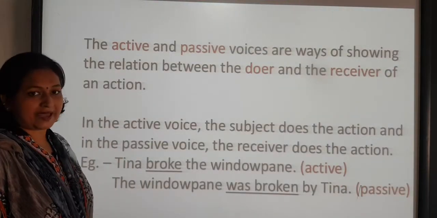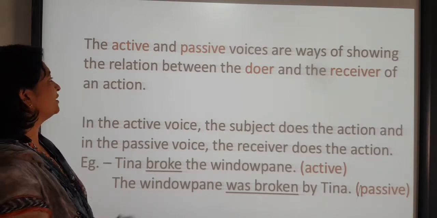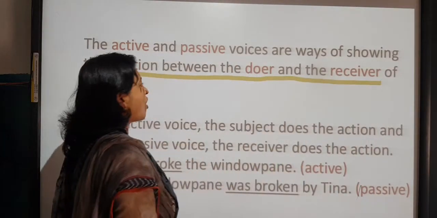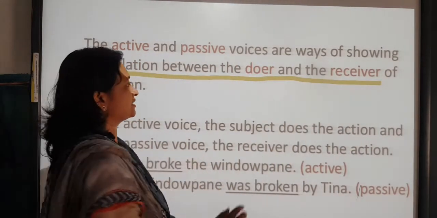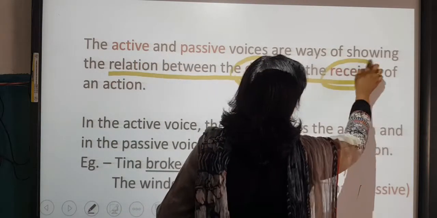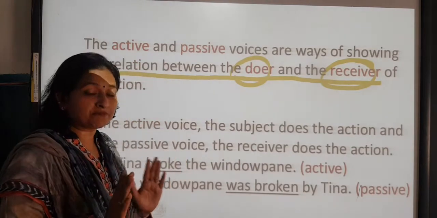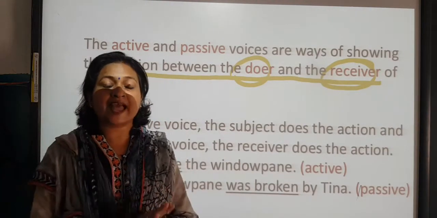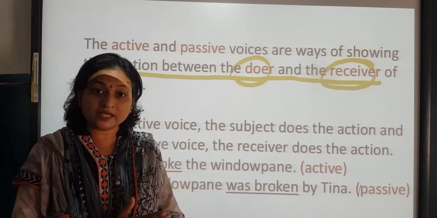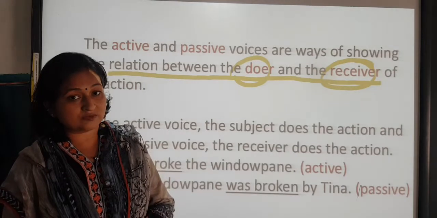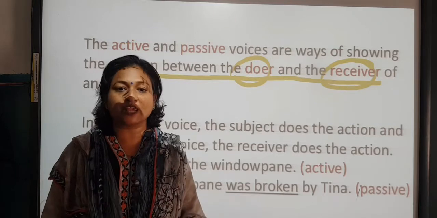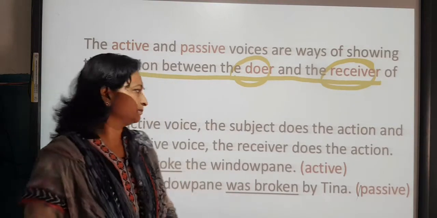The active and passive voices are ways of showing the relation between the doer and the receiver of an action. So in active and passive, basically we'll be dealing with the doer and the receiver. These two are playing a very important role, and that's how the active changes into passive, because in active, the one who is doing, the doer, will become the receiver, and the person who is receiving will become the doer. Major change from active to passive.